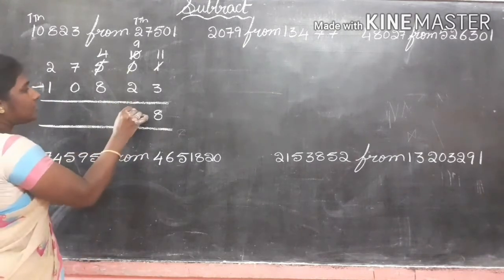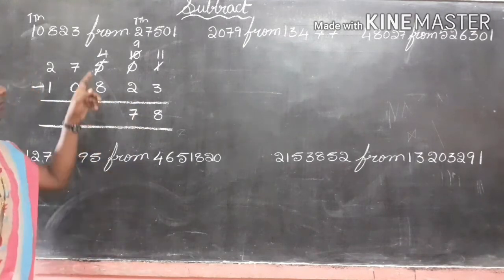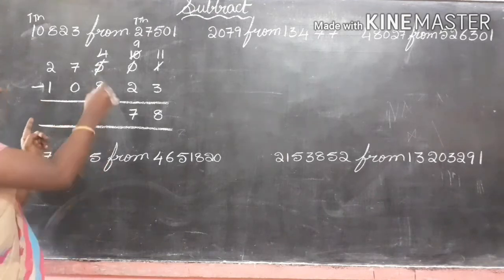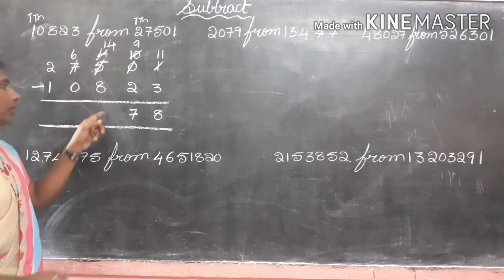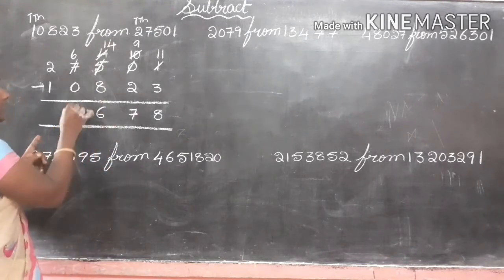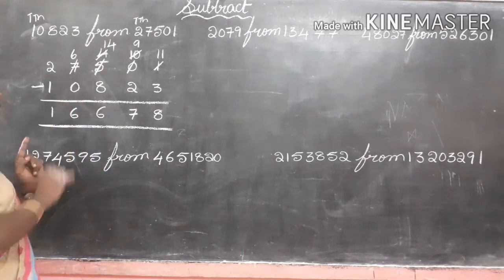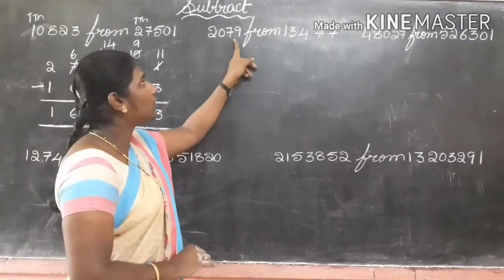Next, 9 minus 2, 7. 4 minus 8 not possible. We have to take the borrow. Here it is 6. This 4 becomes 14. 14 minus 8, 6. Here it is 6. 2 minus 1, 1.